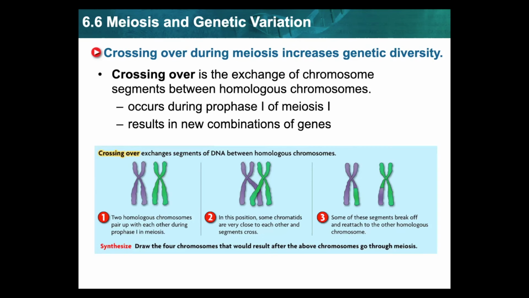So this just gives you more diversity. This is like shuffling the deck of cards, where you get more diversity of traits within the egg and sperm cells. So you get more variation in the children.